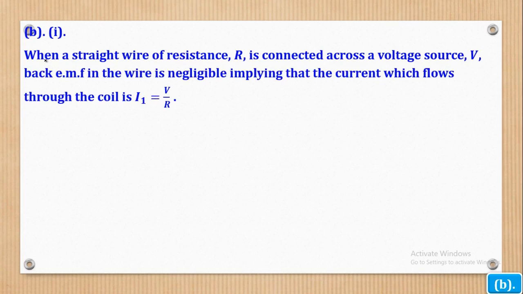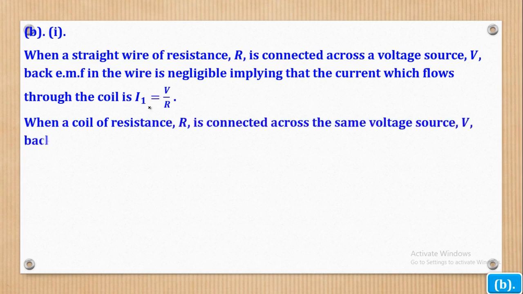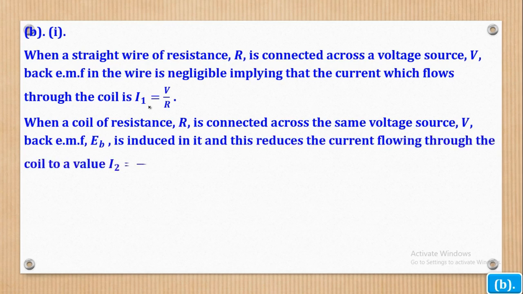So you say that when a straight wire of resistance R is connected across a voltage source V, back EMF in the wire is negligible, implying that the current which flows is I1 equal to V over R. So let's call it I1 and it will be given by V over R. Now that is for a straight wire. What about for a coil?